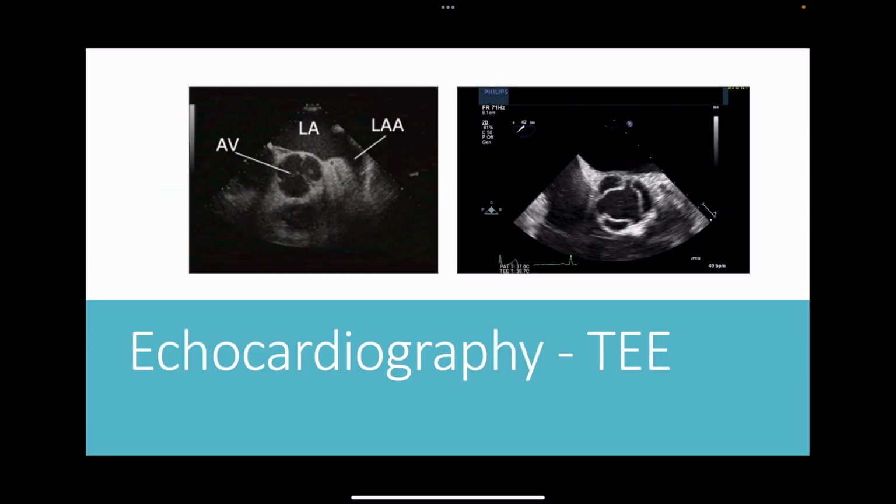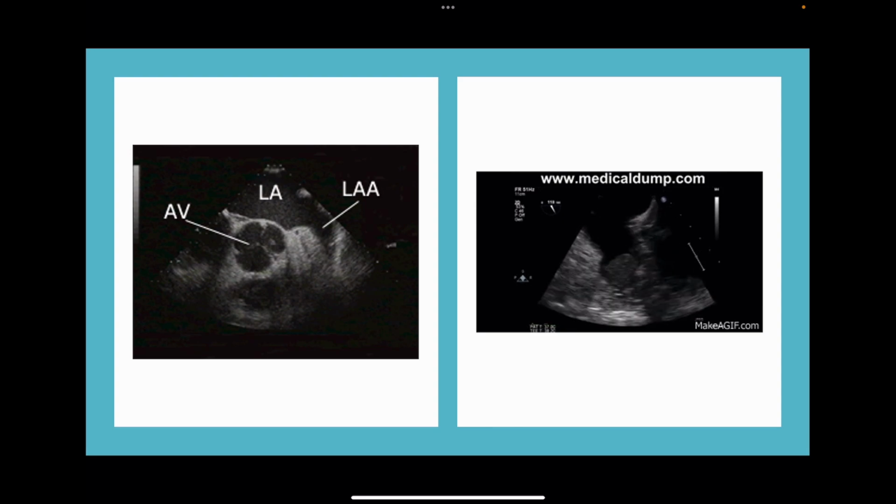This is what a TEE shows. Okay, you can see that image on the right is a lot clearer than the other ones were on the ultrasounds from the transthoracic view. Okay, and here is looking at the left atrial appendage, same thing. You can kind of see a little bit there. Is that clot floating around there?